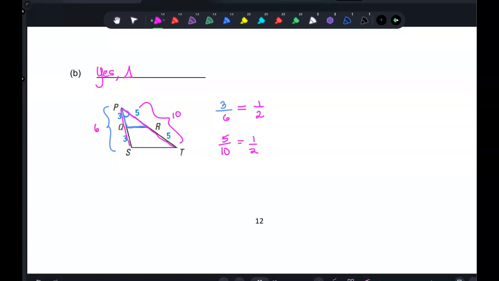And then what would our similarity statement be? We want to do PQR, the little one. Well, hold on. If we start with P, we have to start with P again. So PST, or did you say that? Sorry. That's like the hardest part, to do the order. Yeah.